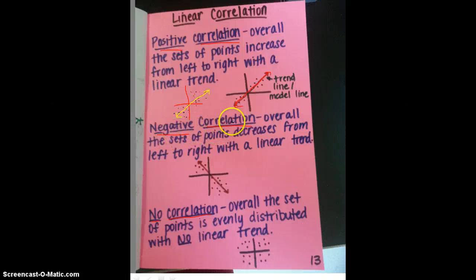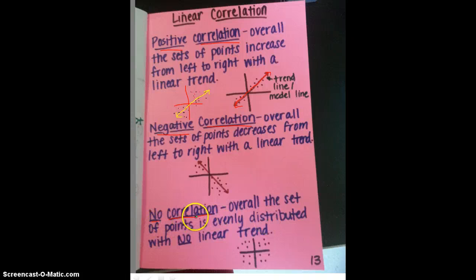Then we have what we call a negative correlation. That's overall the set of points decreases from left to right with a linear trend. So if you look at all my little scattered points, they're decreasing from left to right. And so then I just draw a trend line down the middle of those points.